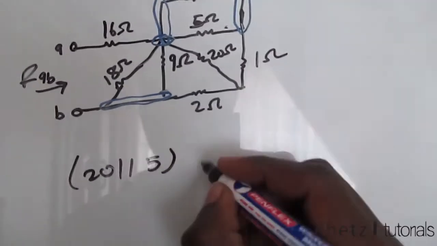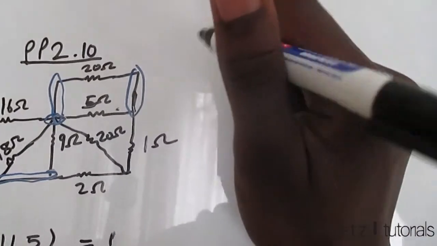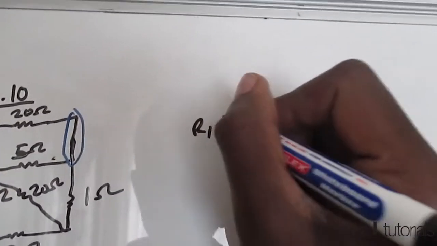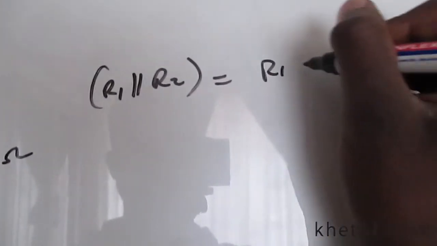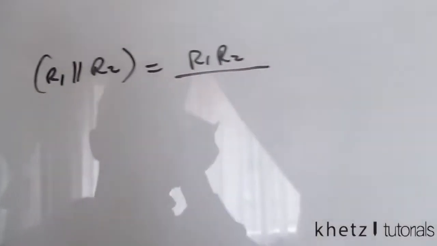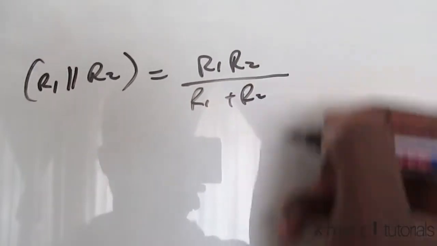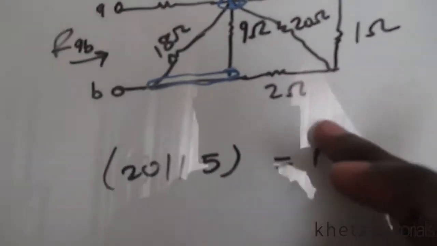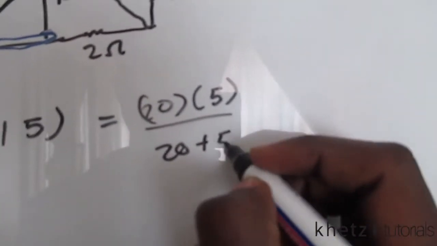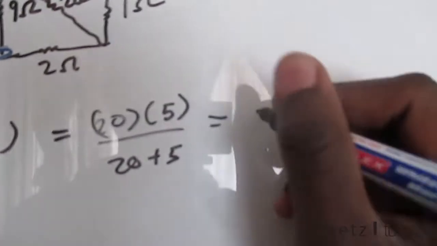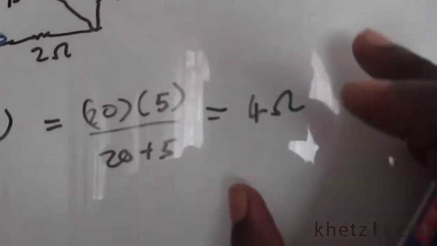So 20 in parallel with 5. Using the formula which says if you have two resistors in parallel, R1 and R2, this formula is there in the textbook, Fundamentals of Electric Circuits, Chapter 2. So in this case, we have 20 and 5: 20 multiplied by 5 divided by 20 plus 5. That's 100 divided by 25, which gives you 4 ohms. So these two can be collapsed to 4 ohms.